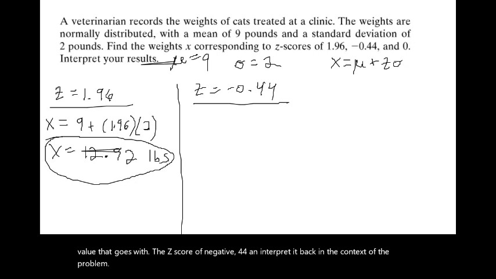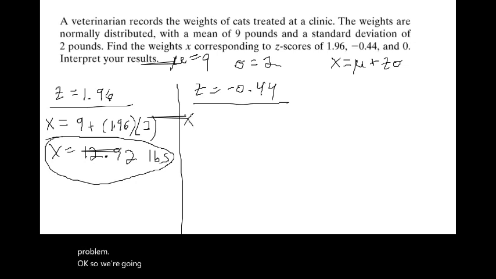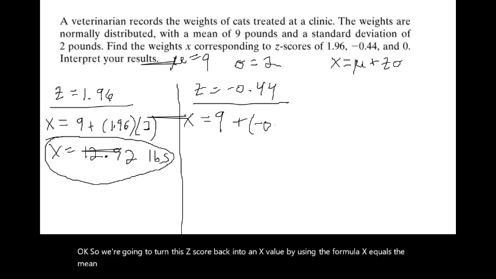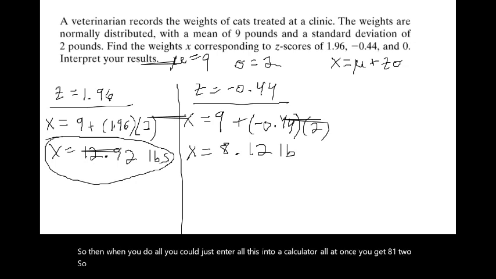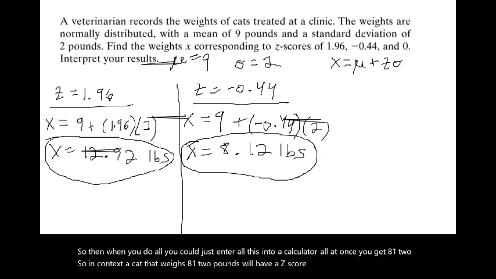Okay, so we're going to turn this Z-score back into an X value by using the formula X equals the mean, 9, plus the given Z-score, negative 0.44, times the standard deviation, 2. You can just enter all this into a calculator all at once. You get 8.12. So in context, a cat that weighs 8.12 pounds will have a Z-score of negative 0.44.